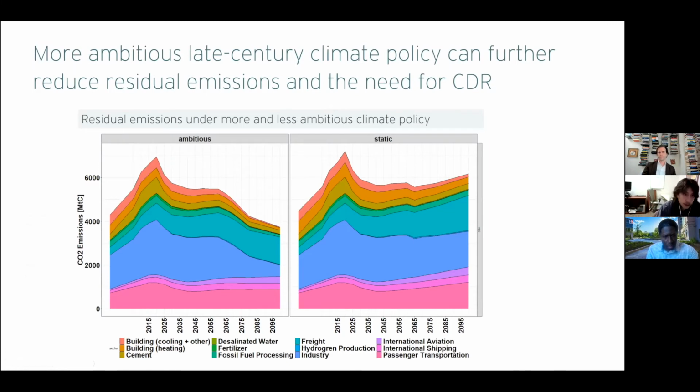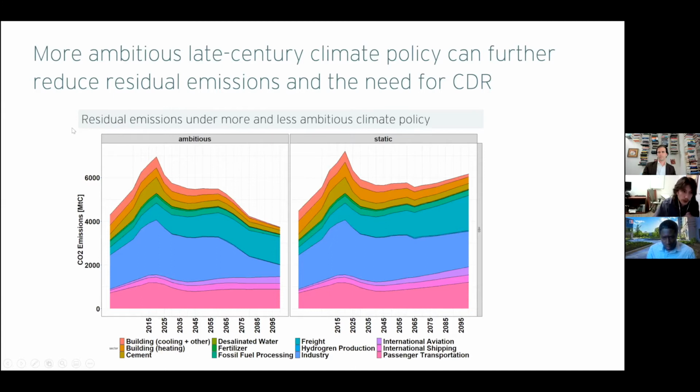So in reference to that point about CDR not necessarily being 100% requisite, you can see that under a more ambitious climate policy, we will have lower residual emissions, resulting in a lower demand for CDR. These two graphs are both high energy demand scenarios, but the one on the left includes a carbon price that increases by 5% annually every year after the net zero year. While the graph on the right is the same residual emissions as the previous slide, where the carbon price stays static after the net zero year.